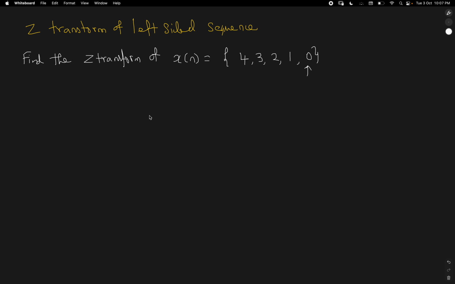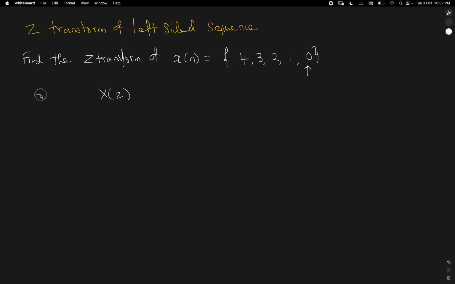So whenever the arrow mark or dash symbol is mentioned, then that particular value belongs to n is equal to 0. If you are having a value right side of that arrow, then it belongs to n is equal to 1. If you are having a value left side of that arrow, then it belongs to n is equal to minus 1. So here all the values are left side of the axis, so that's why we are calling this as a left-sided sequence.